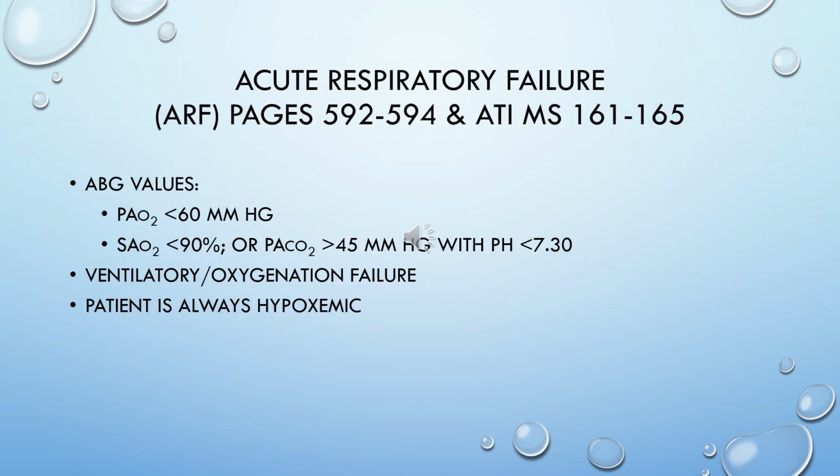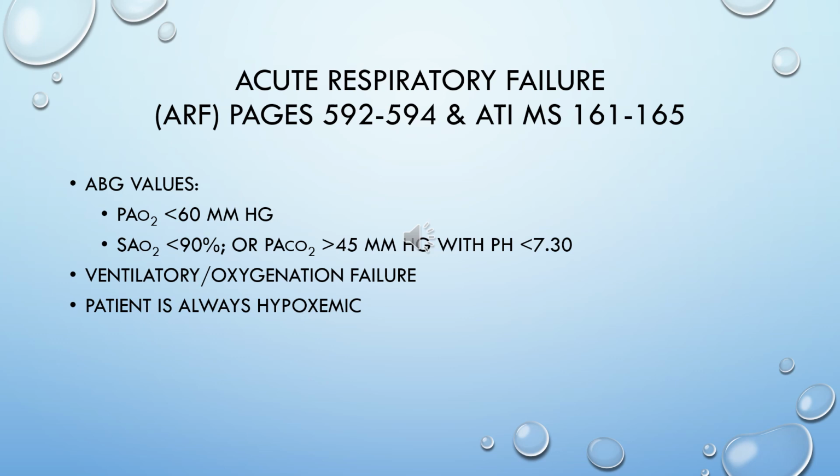So acute respiratory failure, and this is ARF, can be found in your EG book on 624 to 626, and in your ATI book as well from 153 to 157. Acute respiratory failure itself can either be caused from a ventilatory type failure, some kind of oxygenation failure, or it can be a combination of both ventilatory and oxygenation failure.